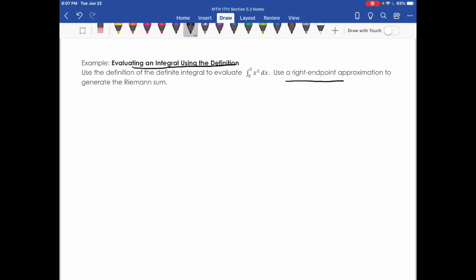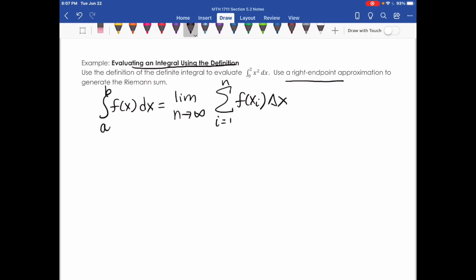And if you recall, the definition of a definite integral looks like this. We're going to take the limit as n approaches infinity of the Riemann sum, and we're taking the limit as n goes to infinity because we want to take more and more and more rectangles so that we get the most accurate area that we possibly can. And so as n goes to infinity, we will get the exact area when we take that limit. So we need to set up first this Riemann sum. And then once we find the sum, we're going to take the limit as n goes to infinity.